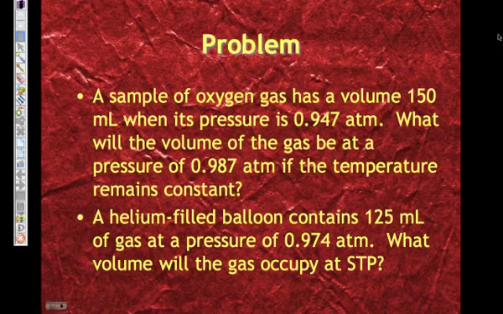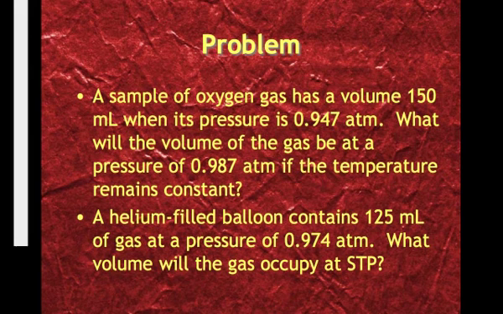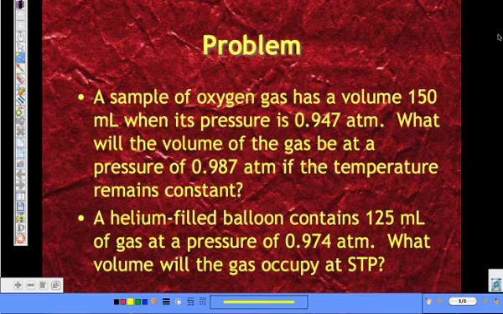So some examples of that. If a sample of oxygen has a volume of 150 milliliters when its pressure is 0.947 atm, what will the volume of the gas be at a pressure of 0.987 atm if the temperature remains constant? Units: it doesn't matter what units we're in for pressure and volume in this equation, as long as pressure units are the same on both sides and volume units are the same on both sides.